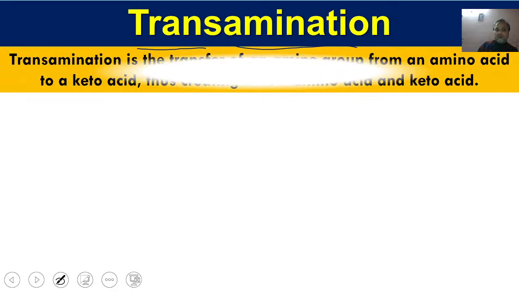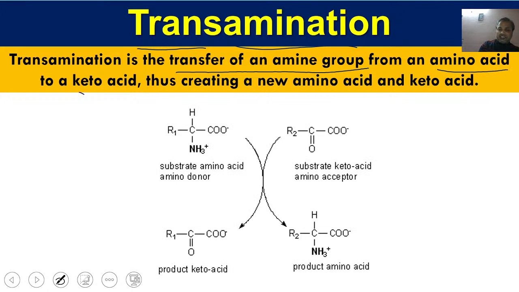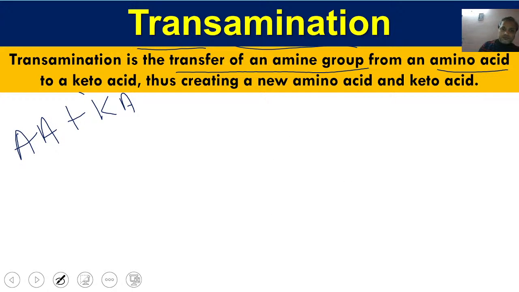And the last reaction is transamination. Trans means transfer of the amino group. It is not deamination, it is transferring. So in this case, we are going to transfer the amino group from one amino acid to a keto acid. Like in this case, we have an amino acid that reacts with a keto acid.